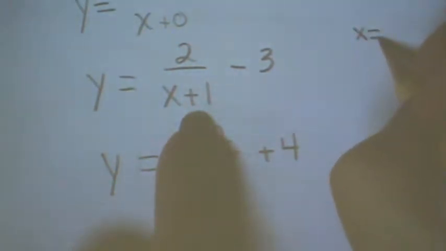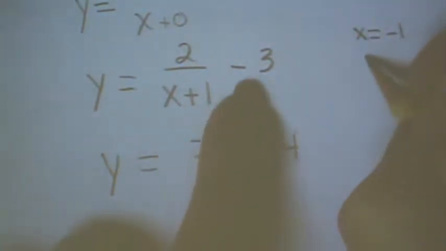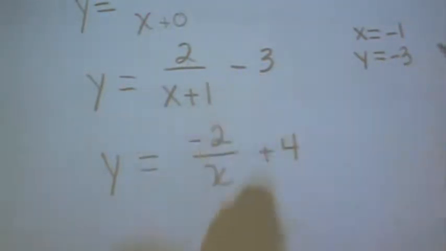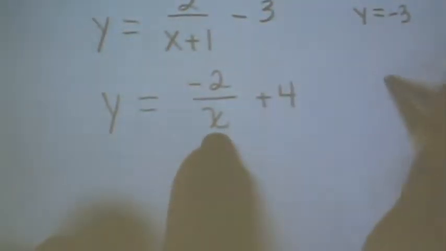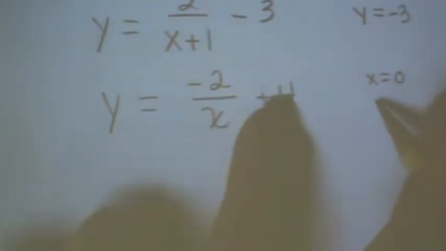So for this one, what's the vertical asymptote? Vertical, x equals -1. What's your horizontal asymptote? -3. Good. How about this one? What's your vertical asymptote? 0. And what's your horizontal asymptote? 4.